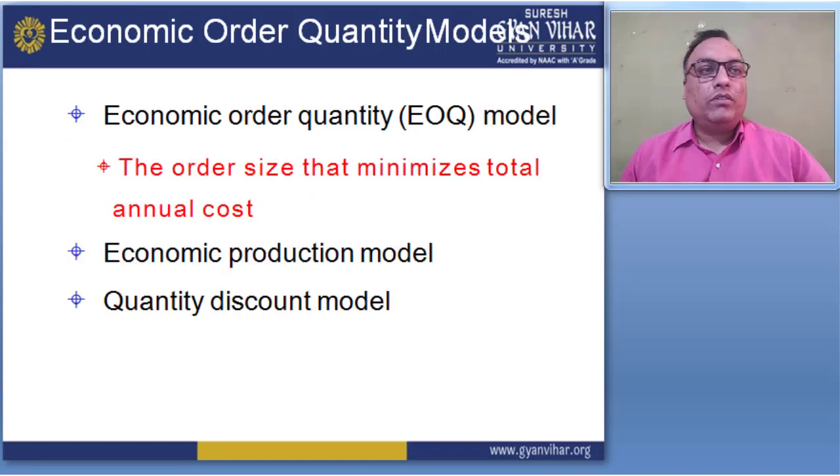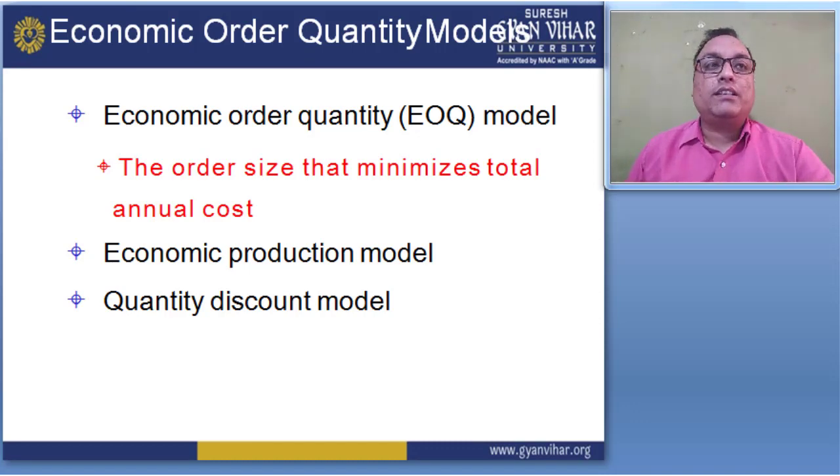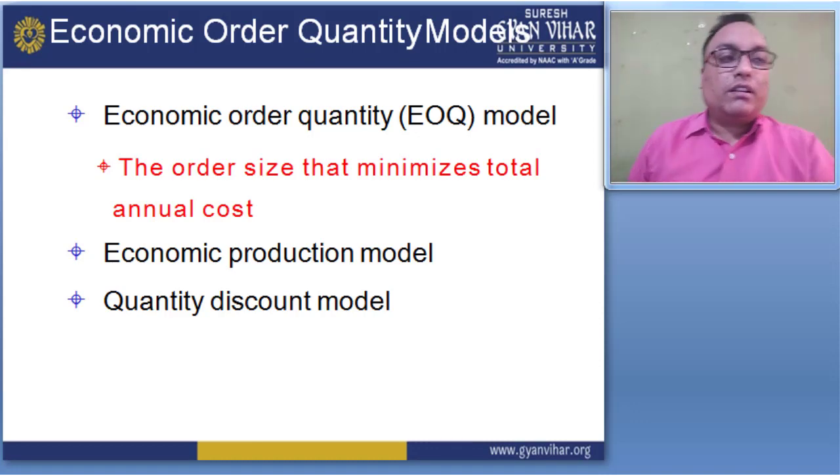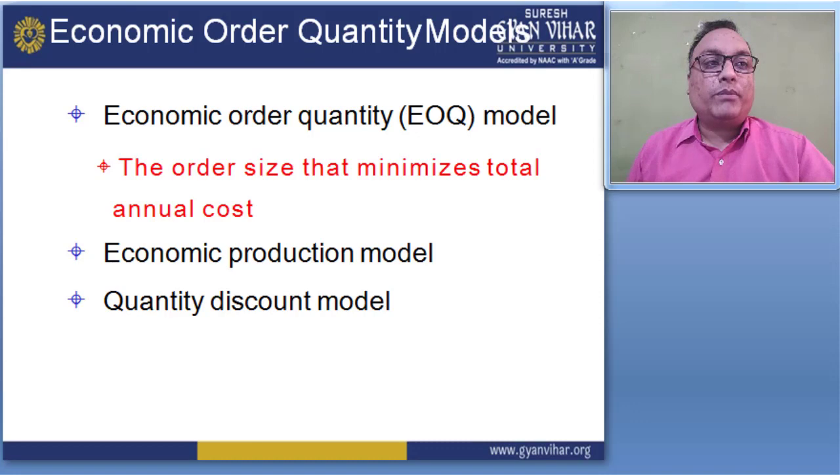In the EOQ model, in this economic order quantity model, it defines the order size that minimizes the total annual cost. The main objective of economic order quantity is to minimize the total annual cost. There is also an economic production model, and a quantity discount model.